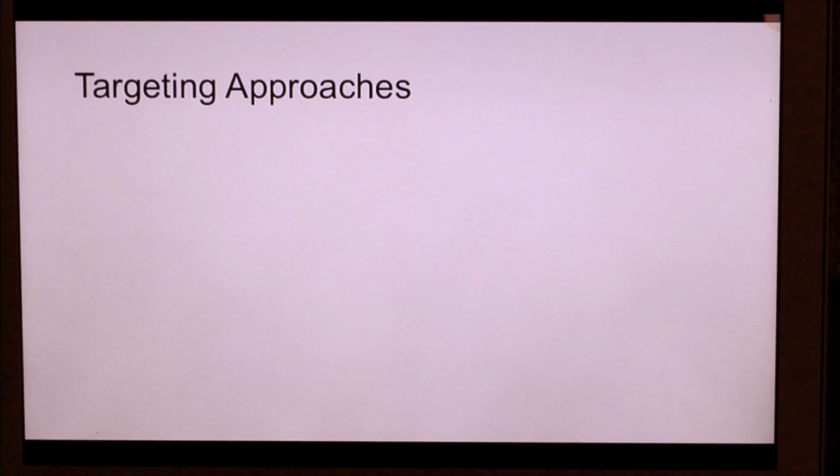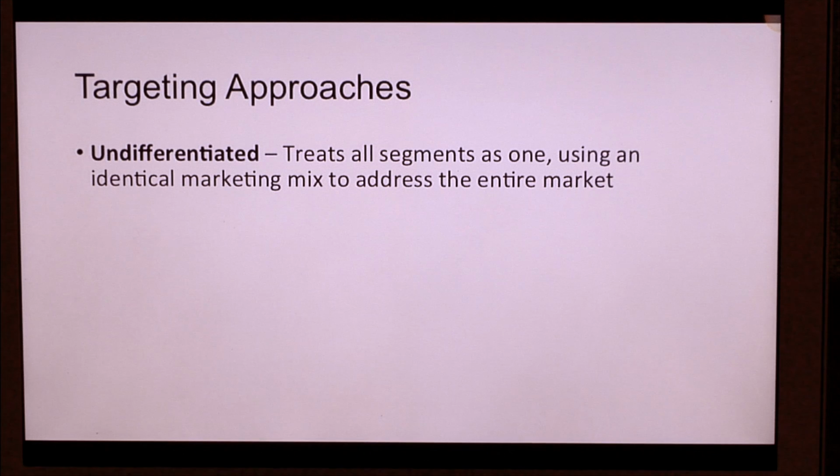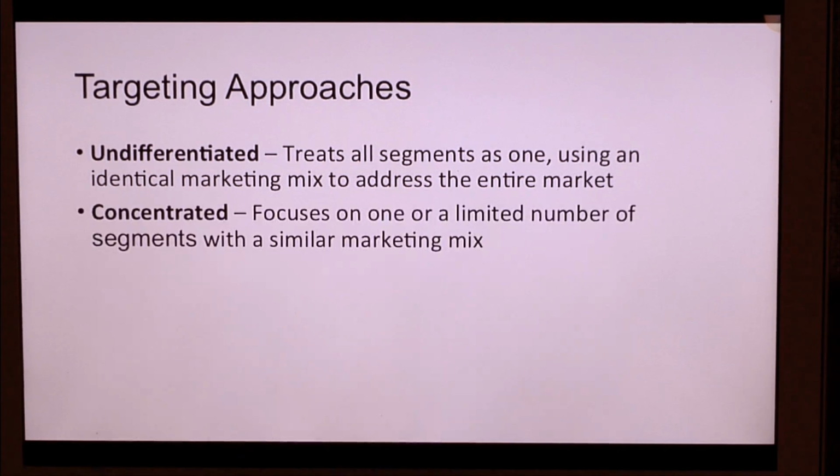Okay, so after we've done the segmentation, then you create a marketing mix for each identified segment? Well, no, that would be a very expensive way to go about things. What we usually do is we choose a targeting strategy, and there's basically 3 targeting approaches that are used. One is undifferentiated. That means we create a marketing mix that addresses the entire market with the same product, price, distribution, and promotion.